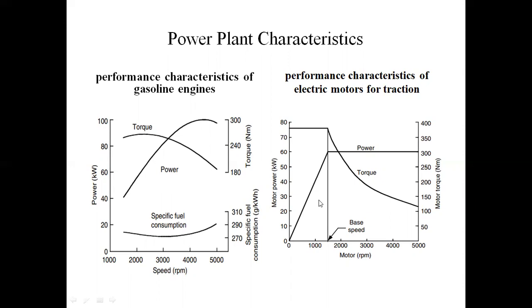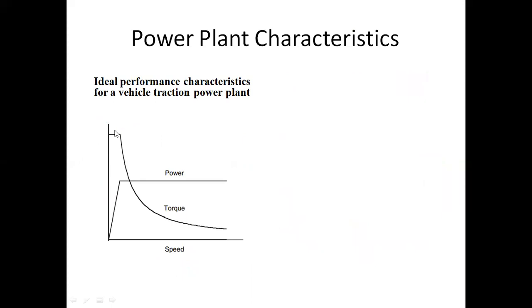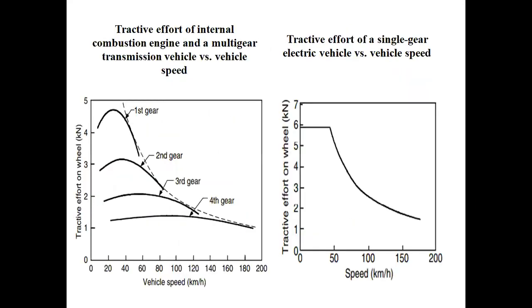This is the power plant characteristics. When increasing torque, speed decreases. When decreasing torque, speed increases. In electrical vehicles, power is maintained constant after base speed. Here power increases. This performance characteristic of the electrical motor is related to the same ideal waveforms. Ideal performance characteristics of a vehicle traction power plant. This is the ideal waveform. This is the practical. Next, we will explain these two diagrams.